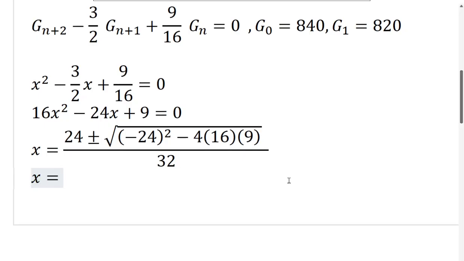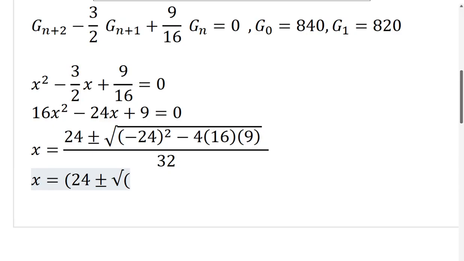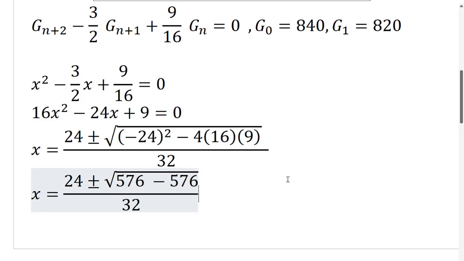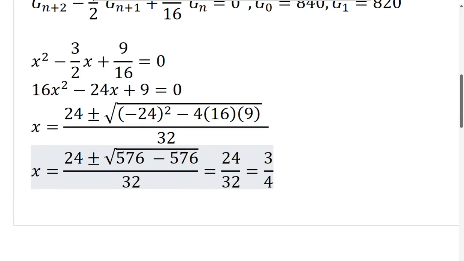So this means that x is 24 plus or minus the square root of minus 24 squared, which is 576, minus 4 by 16 by 9, which is 576. Okay. So that means the discriminant is 0, so our x is 24 over 32, which is, I think, 3/4 offhand. 3/4, cool.